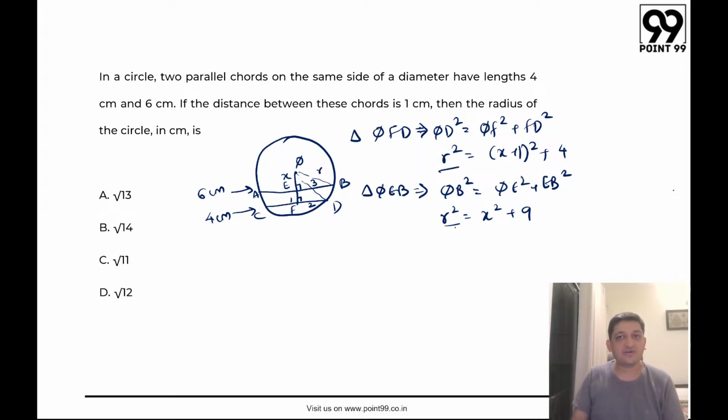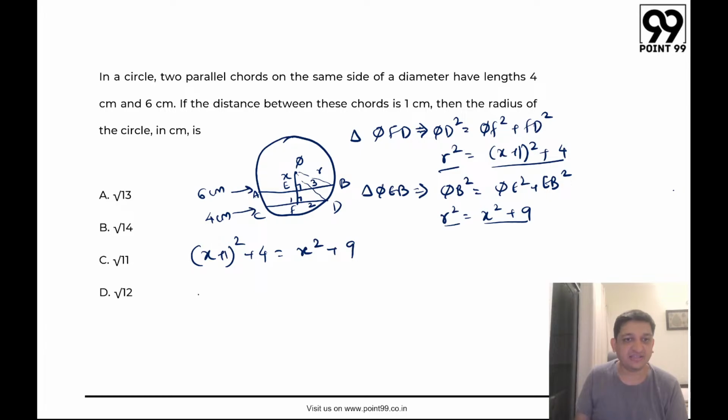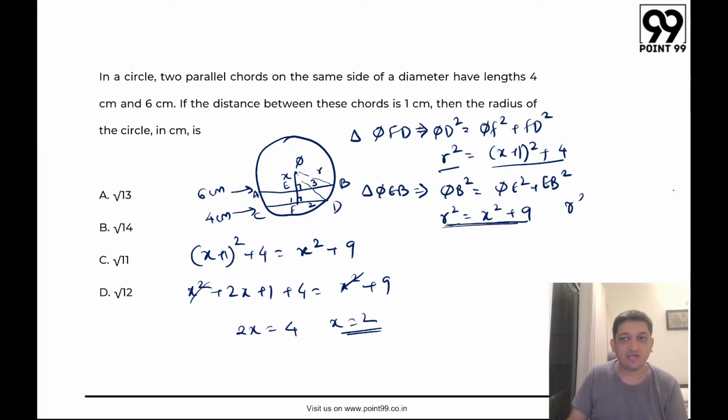Now ये R square and R square are equal, so we can equate these two, find X, find R and end of the story. तो यहाँ पे let's equate the right hand sides of both the equations. So X plus 1 the whole square plus 4 is equal to X square plus 9. So X square plus 2X plus 1 plus 4 is X square plus 9. X square will get cancelled out, 2X will be equal to 9 minus 5, that is 4, X will be equal to 2. Now if X is equal to 2, we can just plug it in this equation. R square is going to be 2 square, that is 4 plus 9, R will be equal to root of 13. So option A is the correct answer.